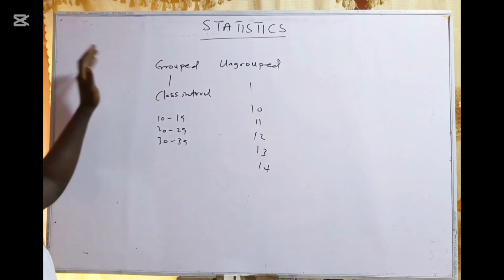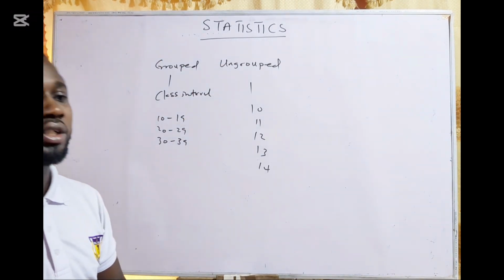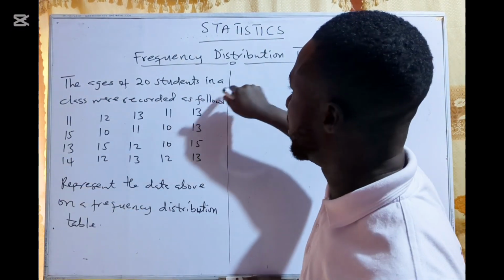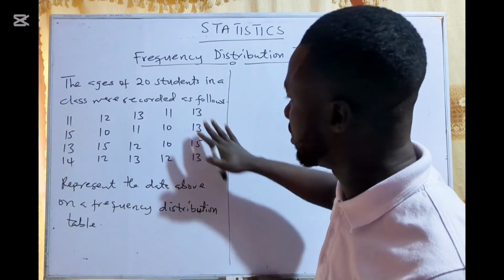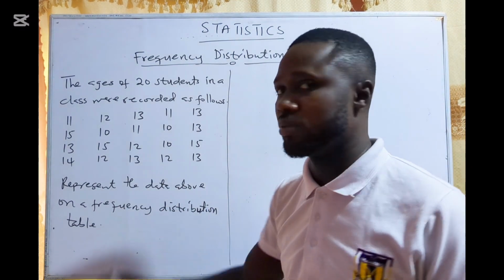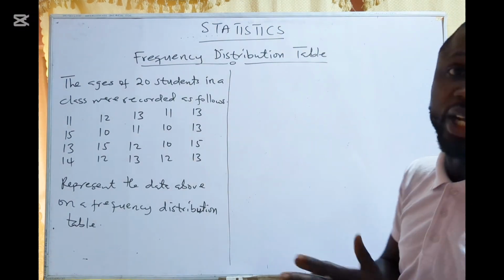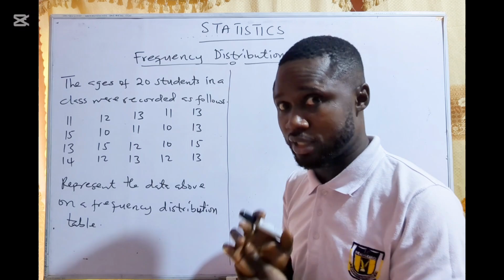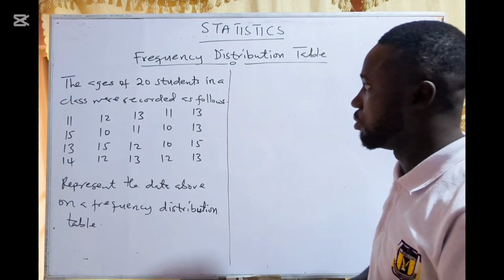So we are going to learn how to construct the grouped frequency distribution and how to construct the ungrouped frequency distribution. All right. For example, the ages of 20 students in a class were recorded as follows. So these are the ages of 20 students in a class. Represent the data above on a frequency distribution table. So this is ungrouped. Okay, we have not grouped anything. There is no range of intervals for any of them. You just write it as it is. You do not group the values. So this is an ungrouped frequency distribution table.